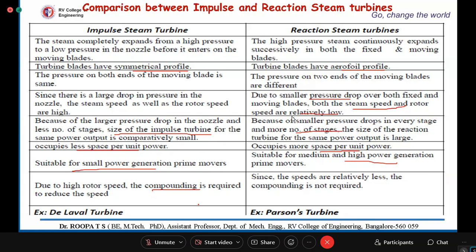So because of the high rotor speed, we have to go for compounding to control or modify the speed of the rotor at the exit. So here it is not required in case of reaction turbines. Examples are De Laval turbine and here Parsons turbine. When it comes to the hydraulic turbines, we have Pelton, Francis and Kaplan. I'll just come to that. I hope it is clear up to this.